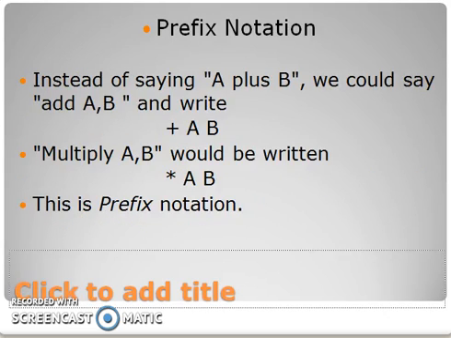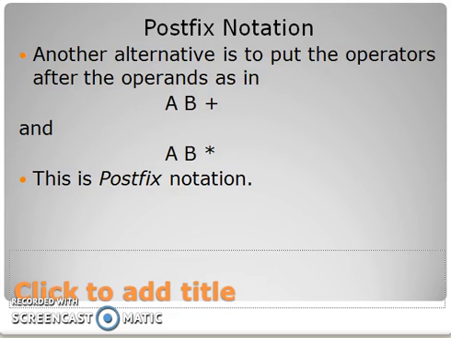Prefix notation: instead of saying a plus b, we could say add ab. So how we are going to write is plus AB. The operator comes first, then the operands. Operands are nothing but A and B. Operators are nothing but addition, subtraction, multiplication, those things. This is known as prefix notation.